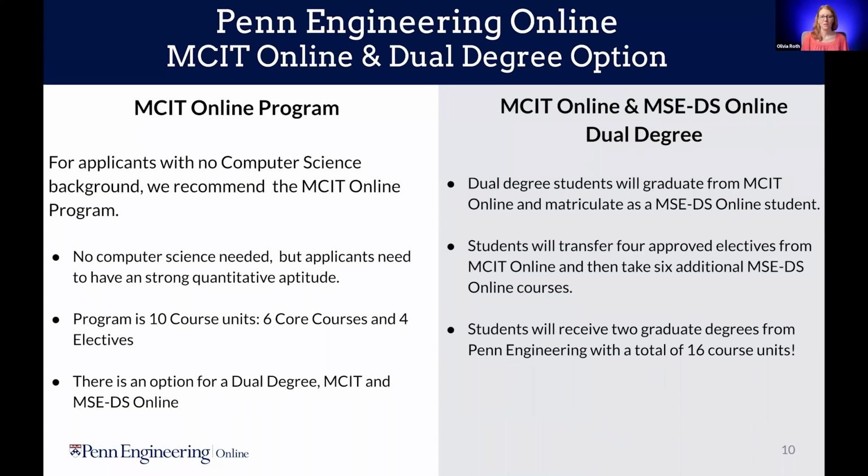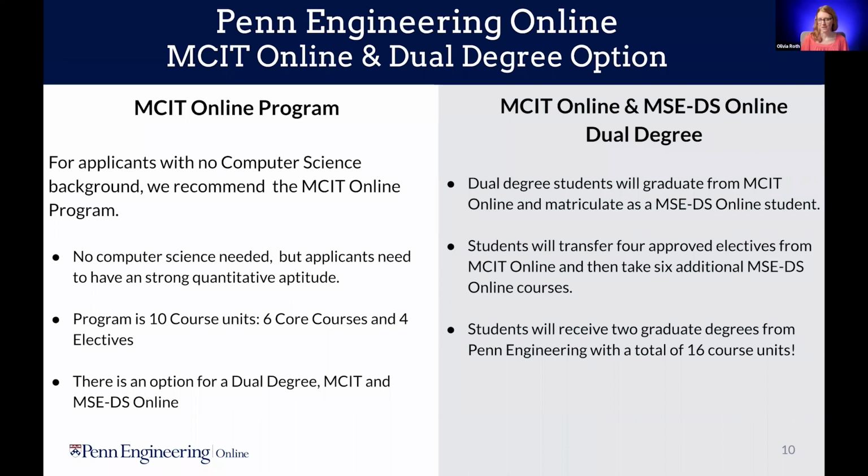But essentially, the program is also 10 course units or 10 courses. There are 6 core courses that are required and 4 electives. So the cool thing is, if you are wanting to move in the direction of data science, you can actually do a dual degree between the two. And so what that means is you can receive 2 degrees by taking 16 classes instead of 20.